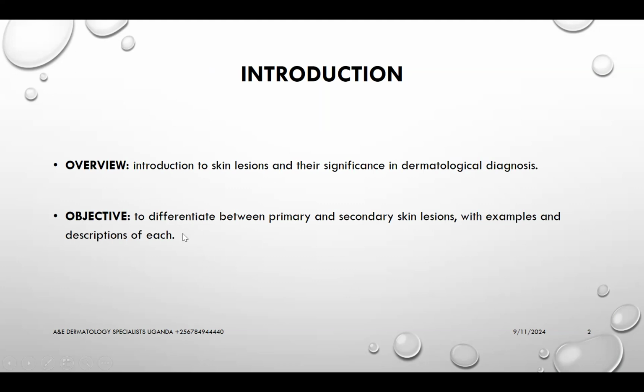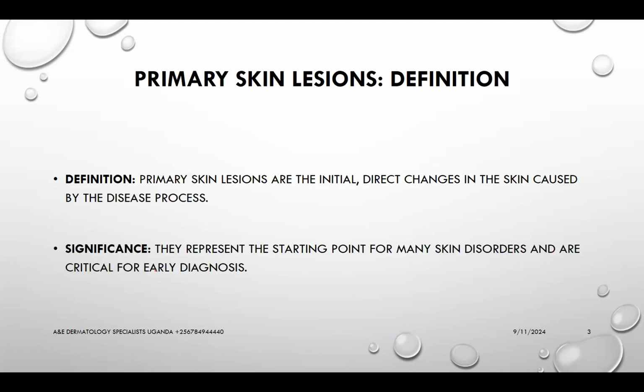So the objective of this lecture is that we learn today how to distinguish whether this is a primary skin lesion or a secondary skin lesion. And then you want to give a description of each and list a few conditions that can give such a skin lesion. Primary skin lesions are the initial lesions that characterize a particular disease or disease process. These are the direct changes in the skin that disease usually brings to the body.